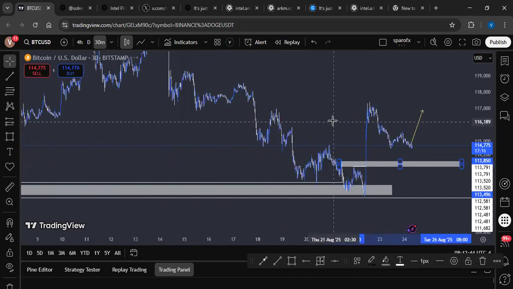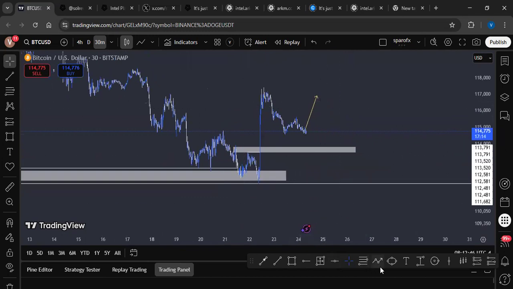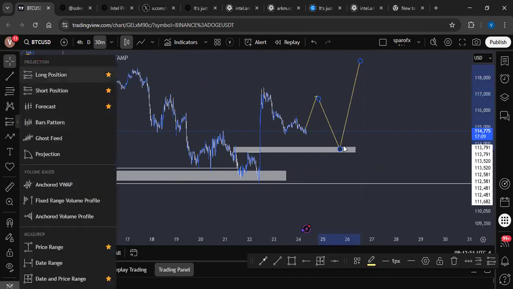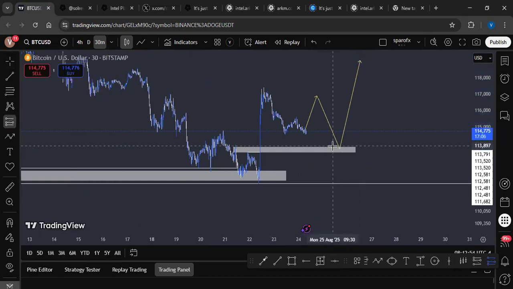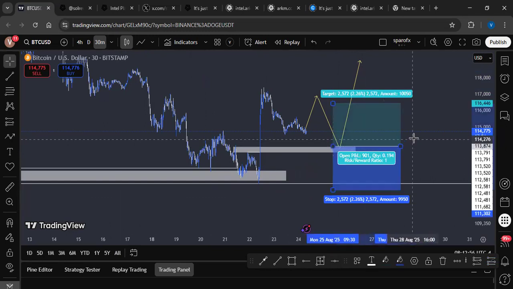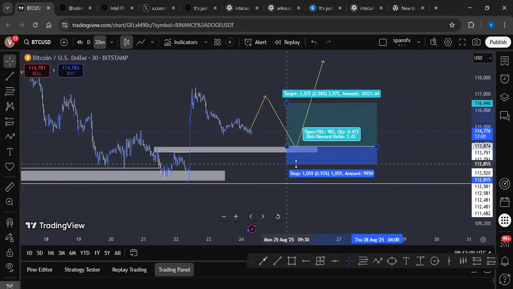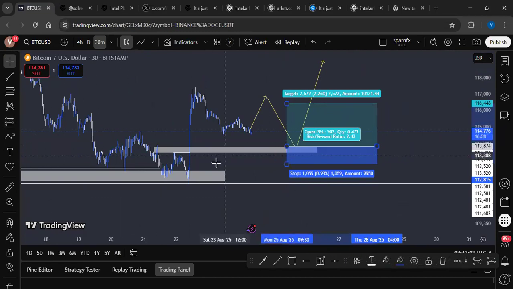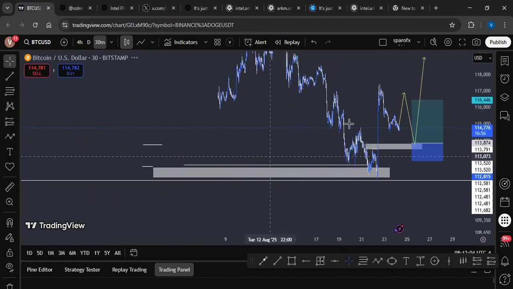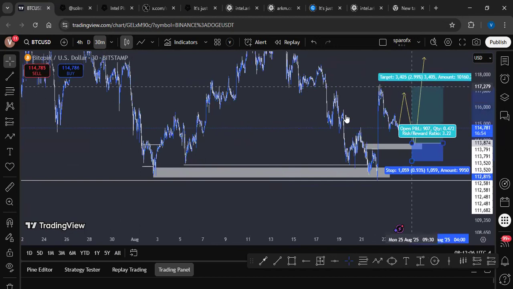So I'll probably be looking out for market to return back to this level, then kickstart our buy to the upside. And that could be around here. And where will my stop loss be? I'm going to be placing my stop loss just below this low. Then I'll be targeting this high.